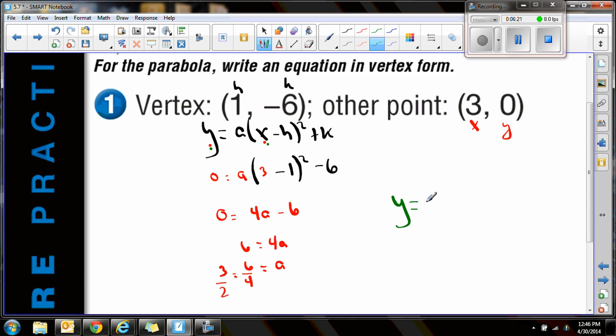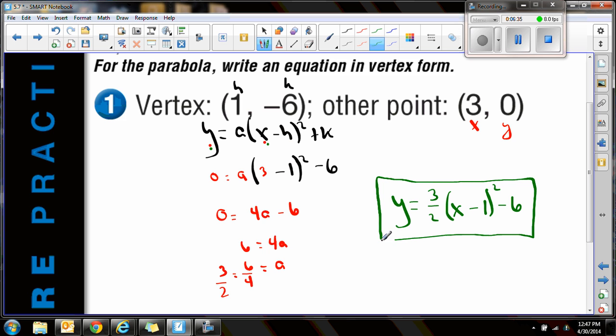So I have y equals a, x minus h squared plus k. And that is the equation of our parabola in vertex form.